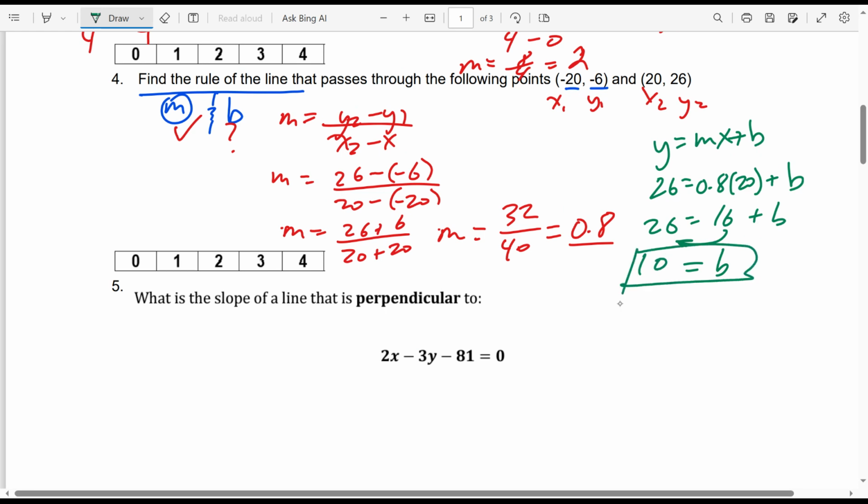B is equal to 10. The combination of both this guy and this guy is my rule. The combination of both: 0.8x plus 10. Okay? So this guy also has to become kind of second nature for you to get out of this unit this year.